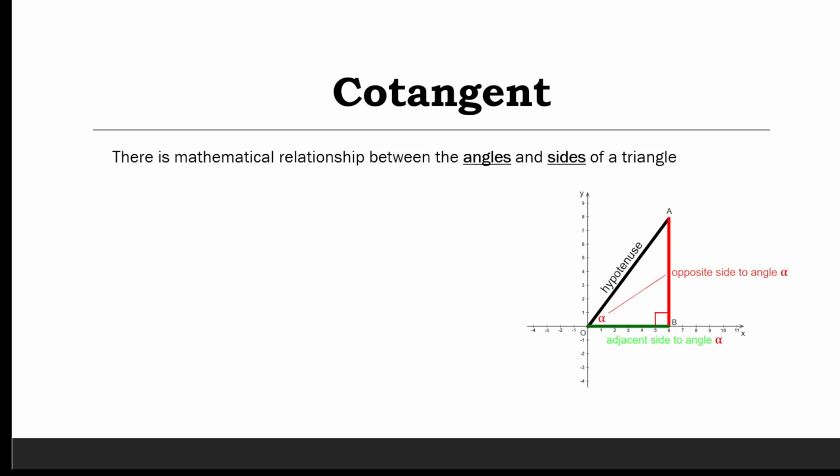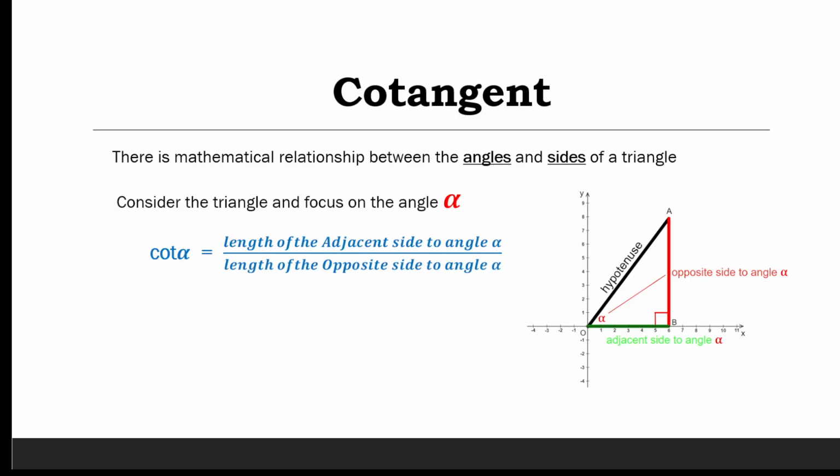Now let's consider the cotangent function. Considering angle alpha, cot alpha is equal to the length of the adjacent side to angle alpha divided by the length of the opposite side to angle alpha, and that gives us cot alpha is equal to OB divided by AB, and OB can be made the subject of the formula to equal AB times cot alpha.